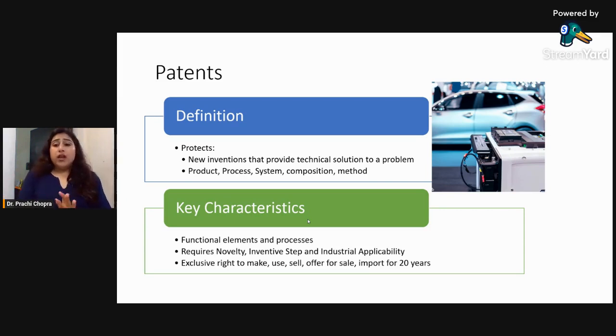So just to give you an example, suppose talking about electric vehicles, if you have invented some battery for electric vehicles, then the technology with which that battery works, the process with which that battery works, all that relates to a single inventive concept, the product as a whole, and the process by which it works. So, all these technical solutions in the form of an electric battery can be protected as a patent.